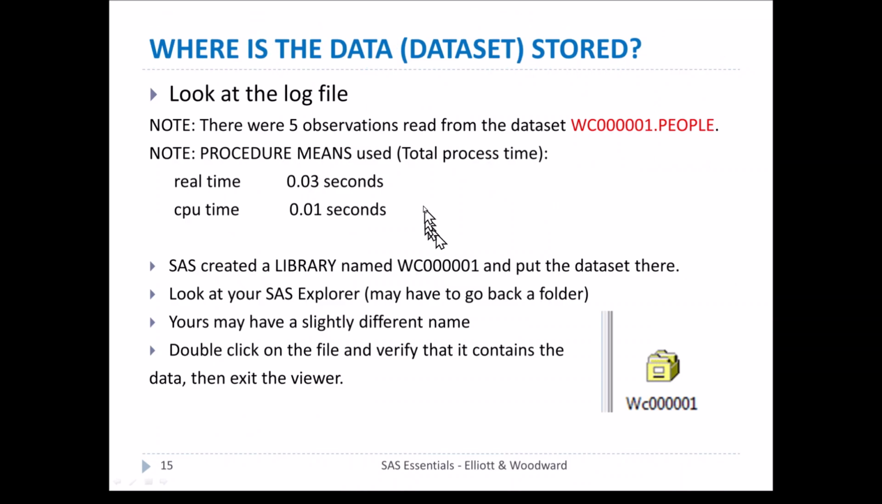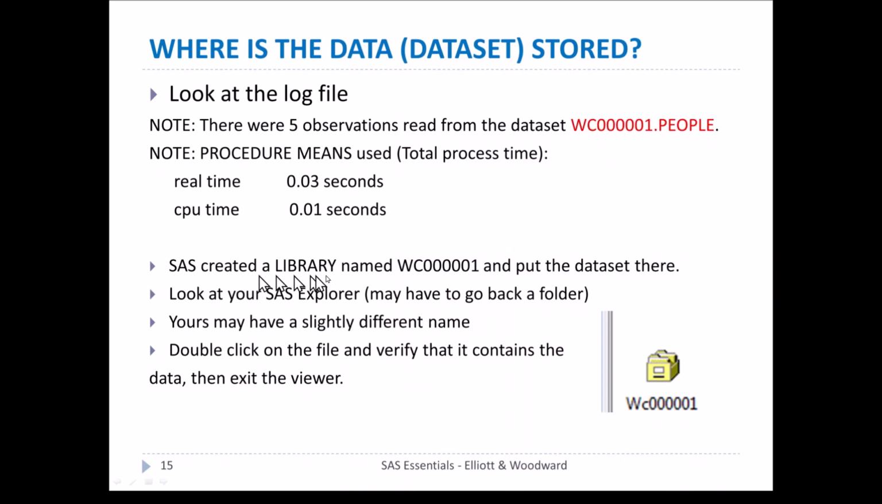If we run that and then look in the log file, which you can do by clicking on the tab at the bottom of the page, you'll see this indication. There were 5 observations read from the data set. And notice here it created its own library name, WC000001. So that is a default library name that it created.